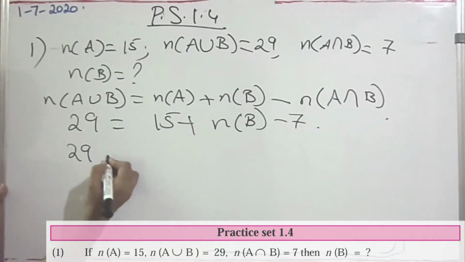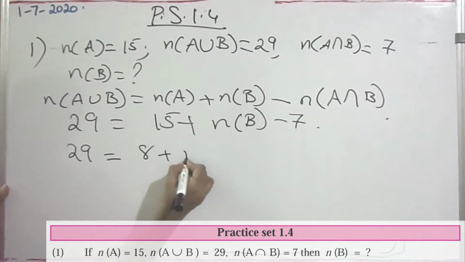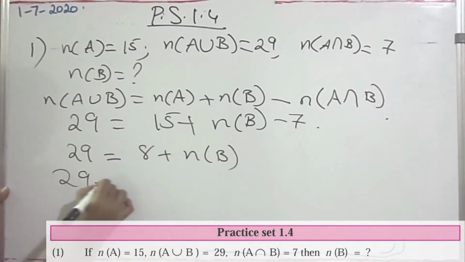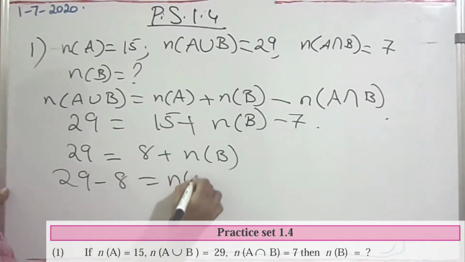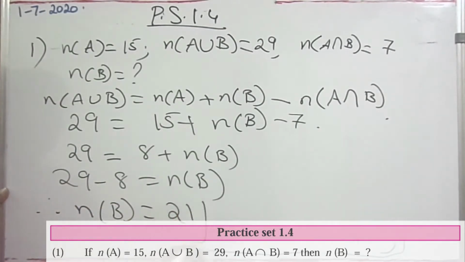29 is equal to 15 minus 7 is how much? 8. 8 plus number of elements in B. Now bring this side, 29 minus 8. When you bring this side, 8 becomes minus 8 is equal to number of elements in B. Therefore, number of elements in B is 21. Have you all understood this sum?